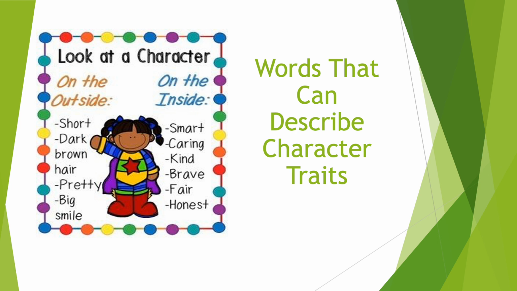So let's look at the outside character traits. Some words used to describe her are: she's short, she has dark brown hair, she's pretty, and she has a big smile. And some words that are used to describe her personality or how she is on the inside are she's smart, she's caring, she's kind, she's brave, she's fair, and she's honest.